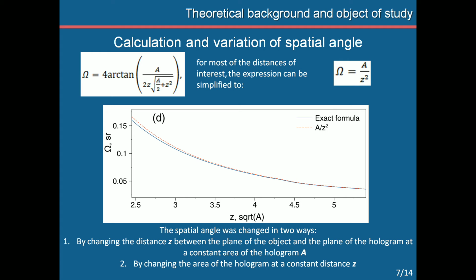Physical, given by the spatial angle and therefore by the covered spatial frequencies, and numerical, given by the number of pixels in the hologram. To distinguish these restrictions, the spatial angle was changed in two ways: by changing the distance z between the plane of the object and the plane of the hologram at a constant area a, and by changing this area at a constant distance z.